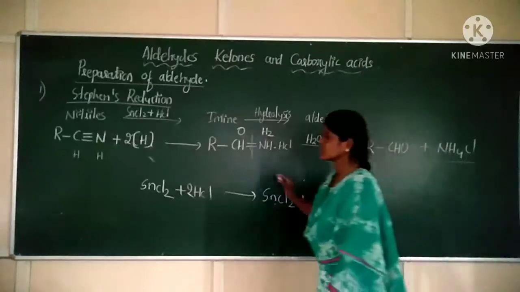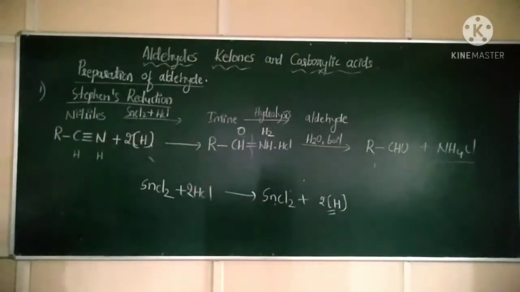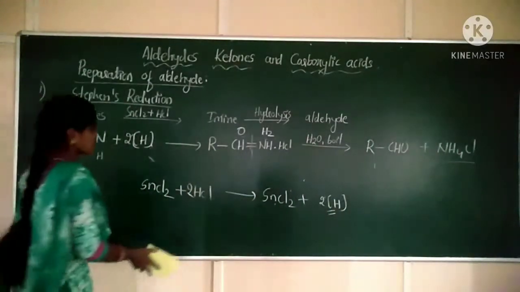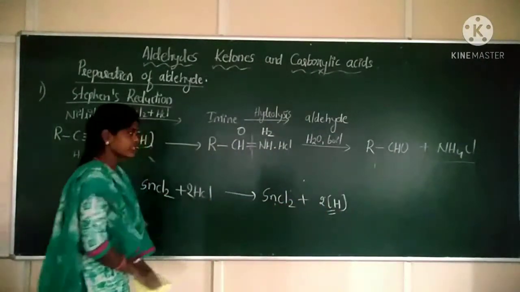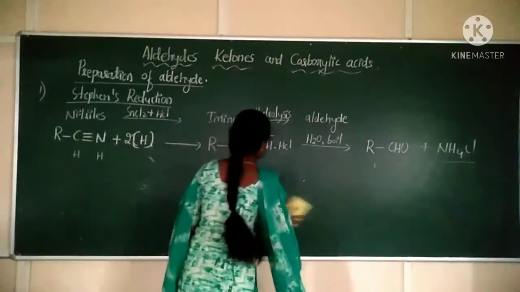Clear? So this is the Stephen's reduction reaction. How are these hydrogens produced? By reacting stannous chloride with HCl. Clear? Next.